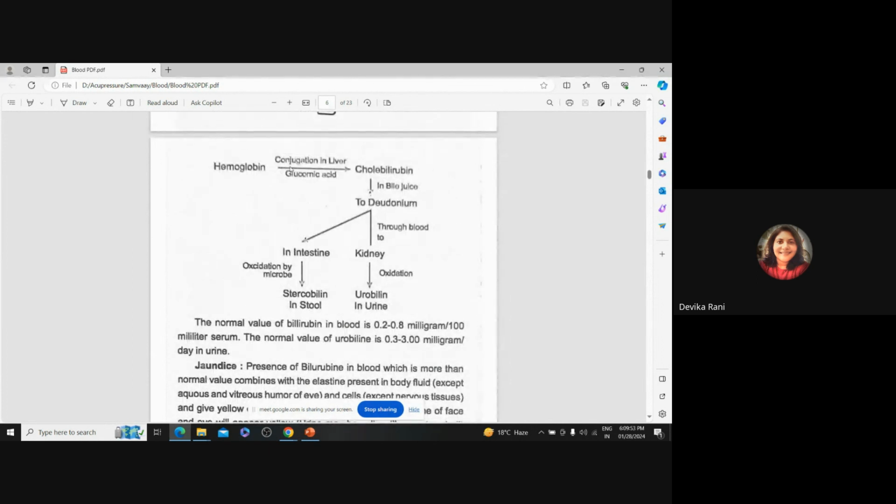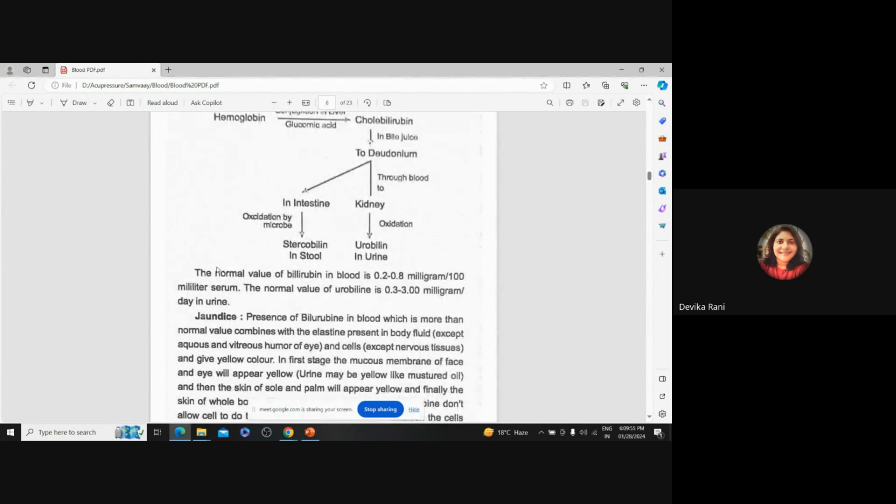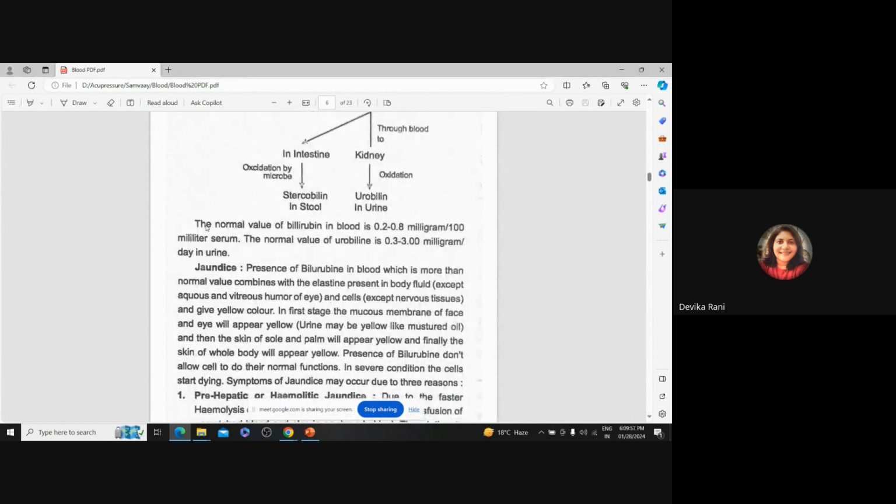So this is happening in the liver. The normal value of bilirubin in blood is 0.2 to 0.8 milligram per 100 milliliter serum. The normal value of urobilin is 0.3 to 3 milligram per day in urine.